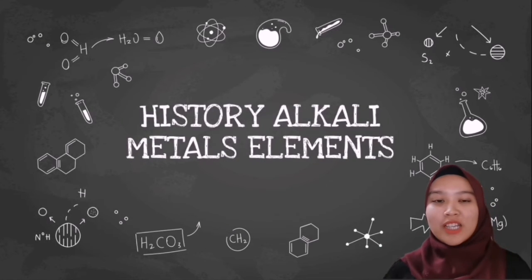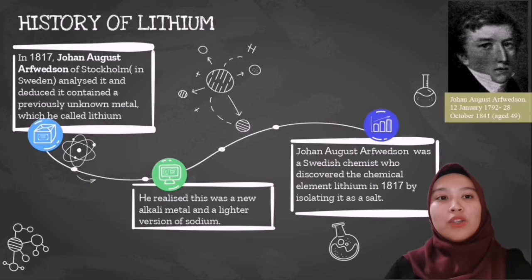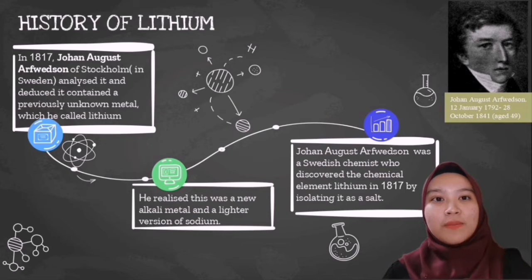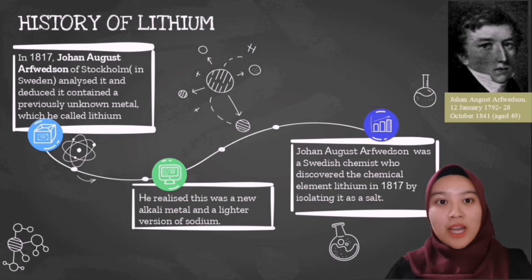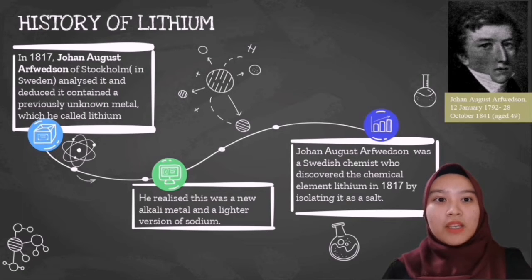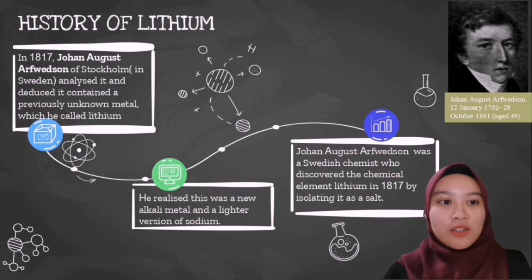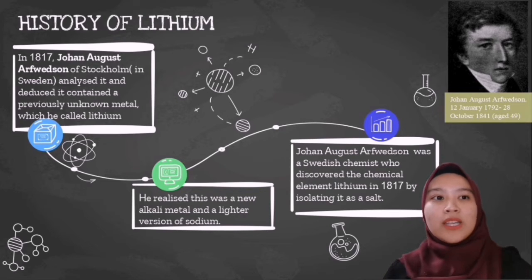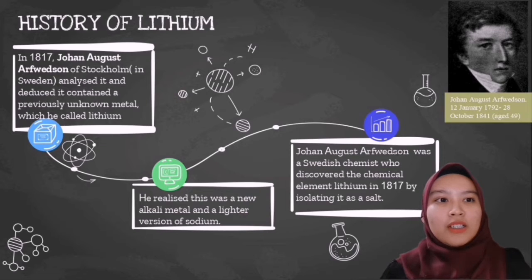Okay, so now we are going to see the history of the alkali metal elements. The first alkali metal is lithium. In 1817, Johann August Arfwedson analyzed it and deduced it contained a previously unknown metal which he called lithium. He realized this was a new alkali metal and a lighter version of sodium. He was a Swedish chemist who discovered the chemical element lithium in 1817 by isolating it as a salt. Okay, so we can see the image of Johann August Arfwedson.